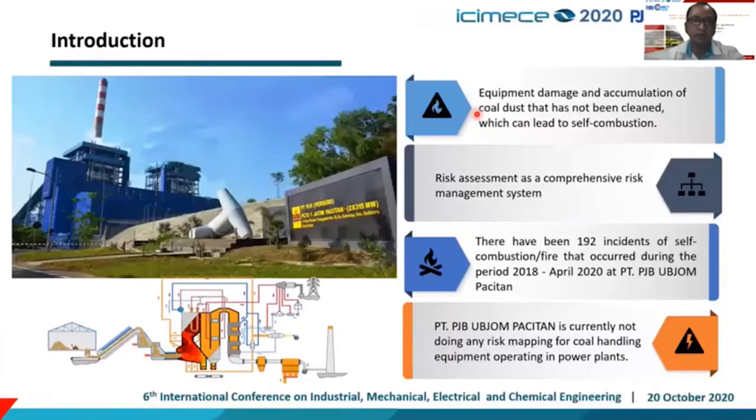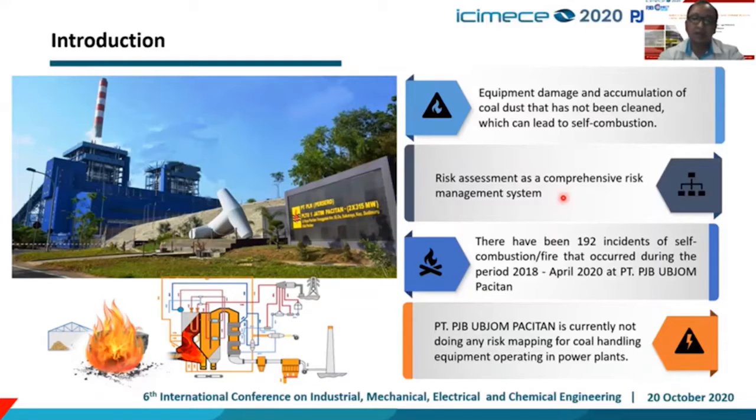For the introduction, as we know, many power plants use lowering coal. This is the lowering coal. When the lowering coal is dusty, it causes equipment damage, and the accumulation of coal dust that has not been cleared becomes a candidate for self-combustion or fire. And the second is risk management as a comprehensive risk management system.